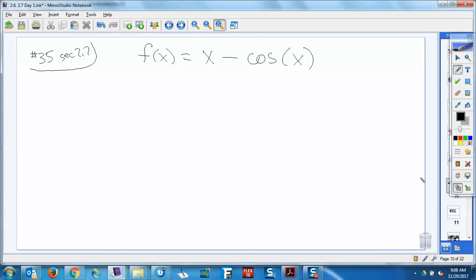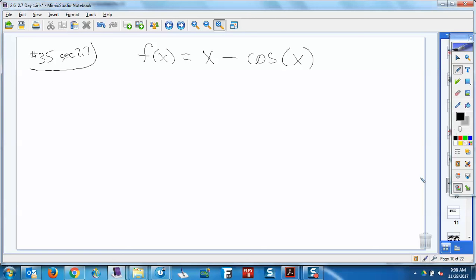This is similar to probably some sort of problem. I said we're going to have to do a trig one, so let's do it. Okay, trig kind of thing. So this is on page 147, number 35. Here's the function. There's a whole bunch of questions, A, B, C, D, and E.